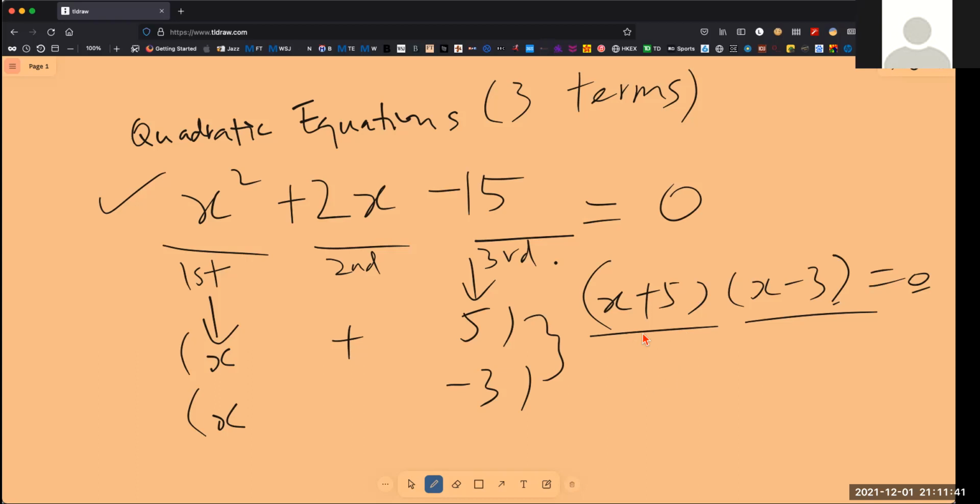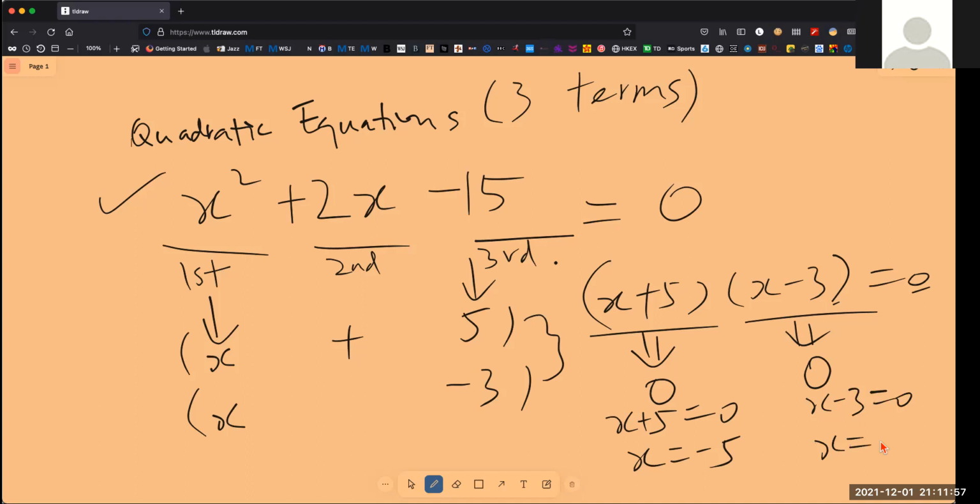The next step is you equate this to 0, and you equate this to 0. So if you equate x plus 5 equals 0, x is equal to negative 5. And for x minus 3 equals 0, x is equal to 3. So you have two answers. By the way, this method is called the factorization method. Please remember this.